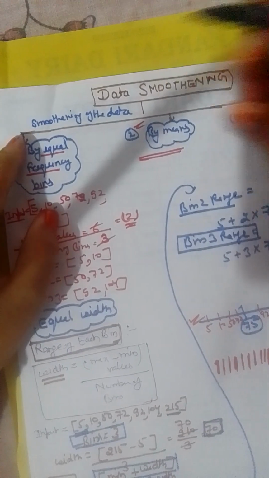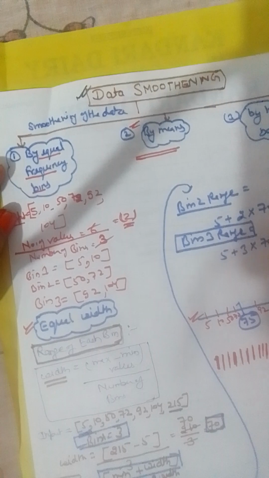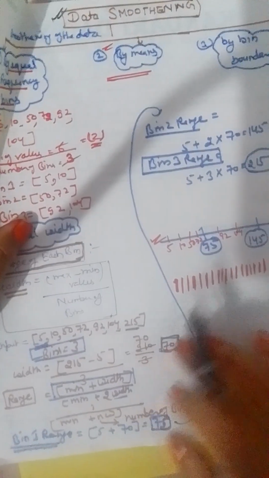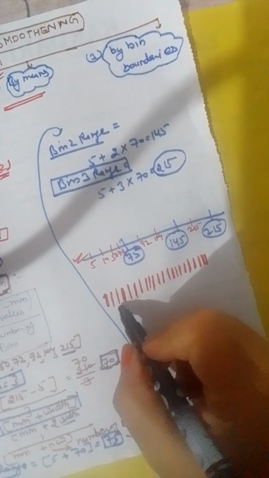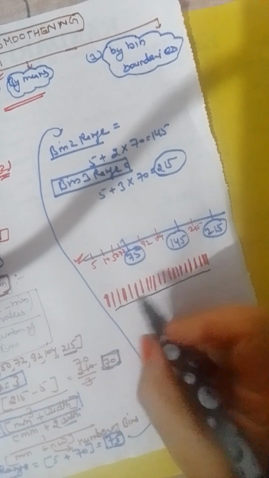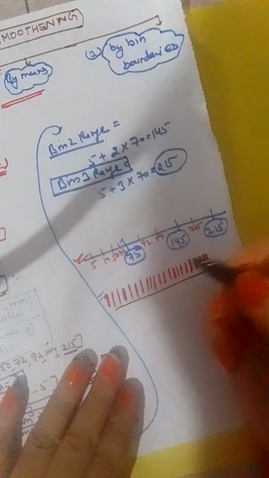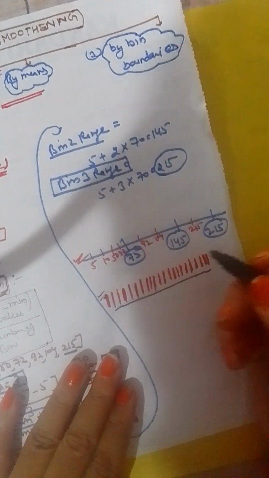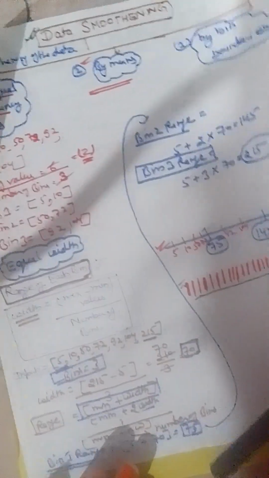If you remember the last video, I taught you data smoothing by equal frequency bins and equal width. I have already told you that in your day-to-day life, when you pay a payment, you see a barcode or QR code. I don't know exactly what this is called, but this process happens because of data smoothing done by software engineers or data scientists.